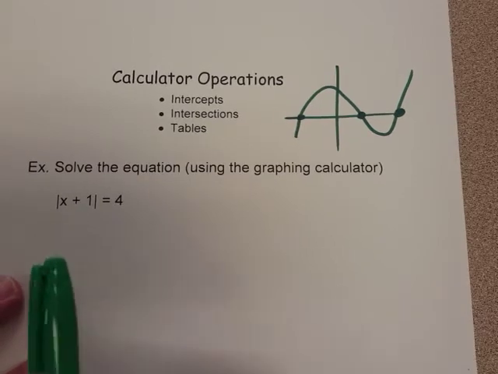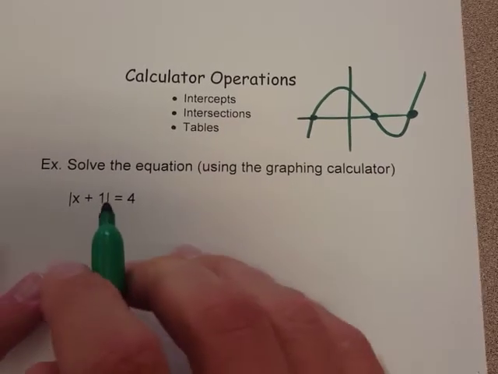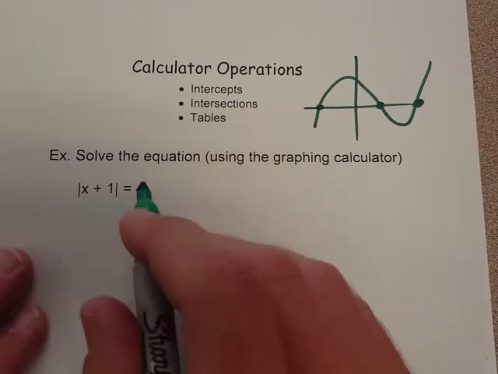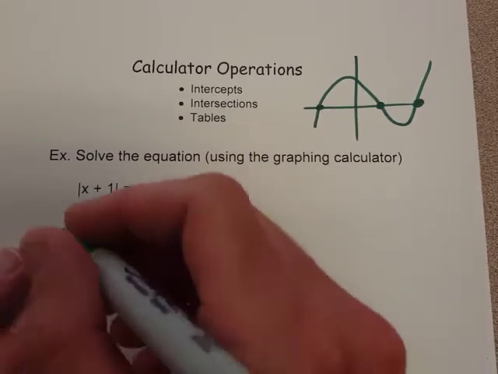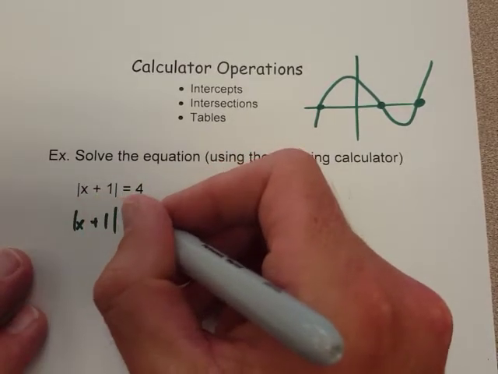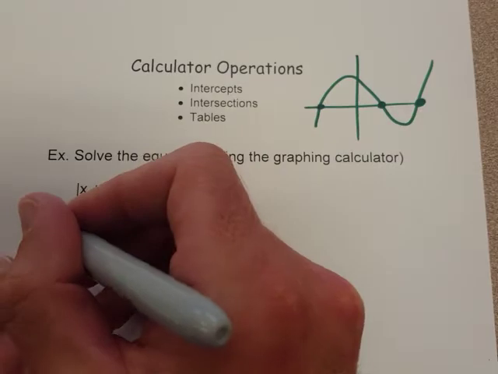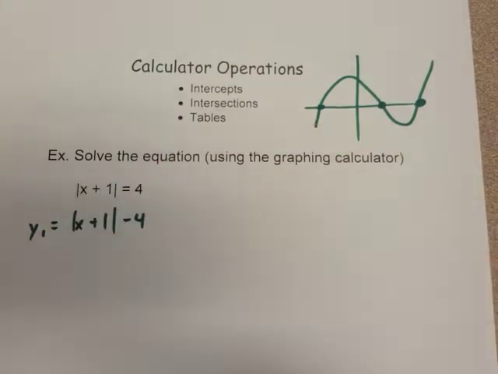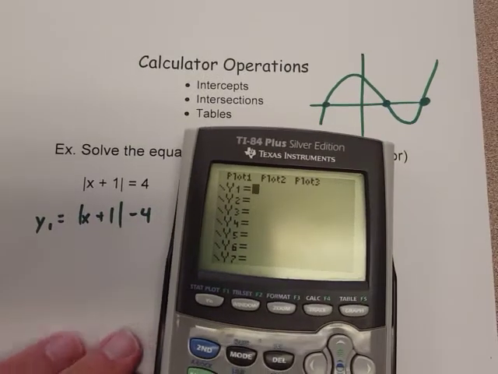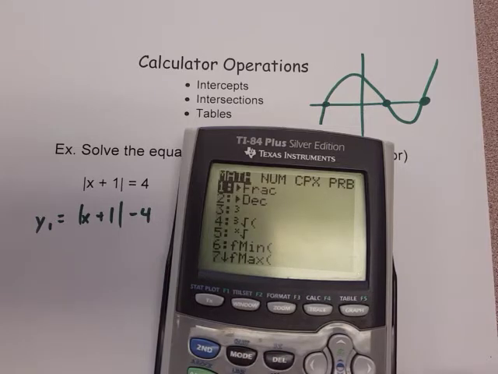What I want to do with that is just get everything on one side and put it into my graphing calculator. So I'm going to subtract the 4 and have absolute value of x plus 1 minus 4, and I'm going to put that in for my y1 on my graphing calculator. So I've got a graphing calculator here, hopefully you can see it. The absolute value is going to come from hitting the math button, arrow over to num.